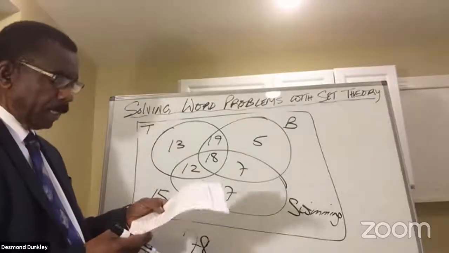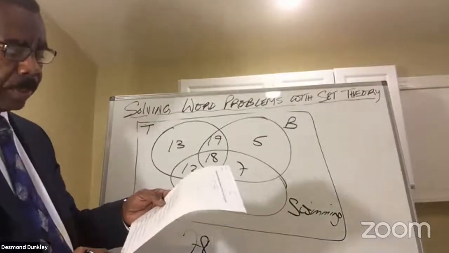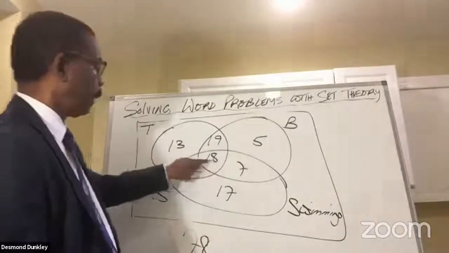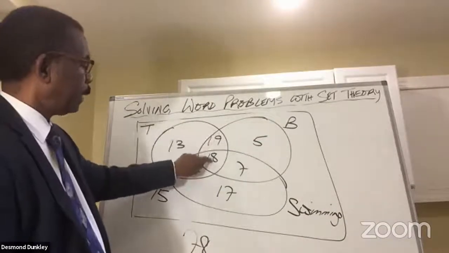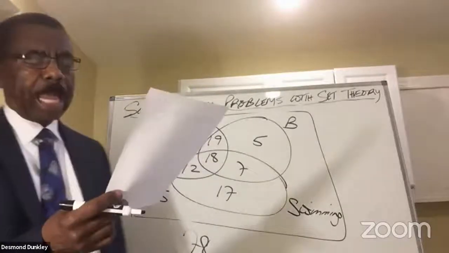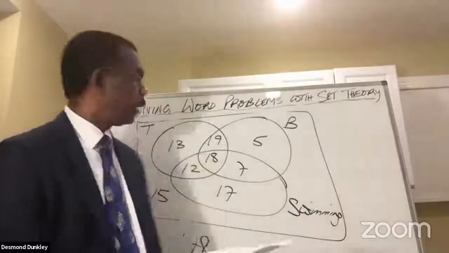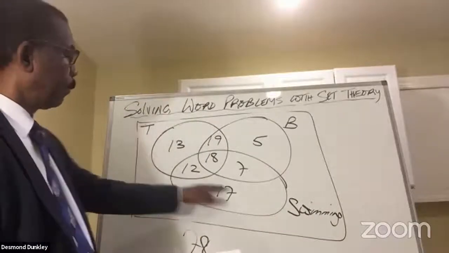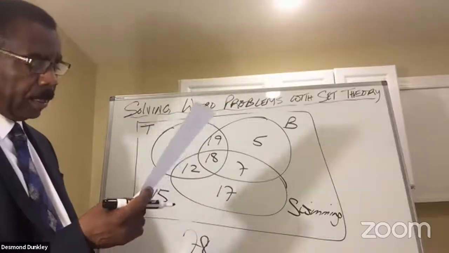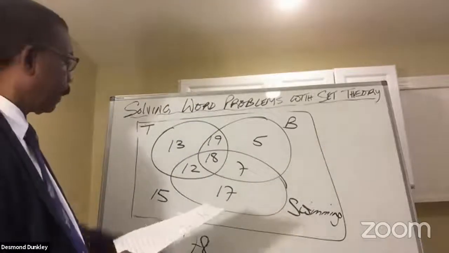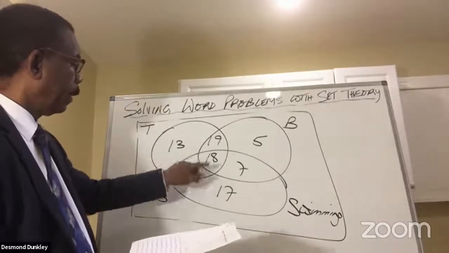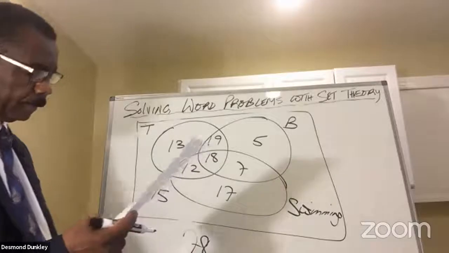Okay. How many students like both tennis and badminton but not swimming? Tennis and badminton but not swimming. So this area is all 3, so the answer is 19. How many students like both tennis and swimming? Both tennis and swimming is this area. 12 and 18 is 30.